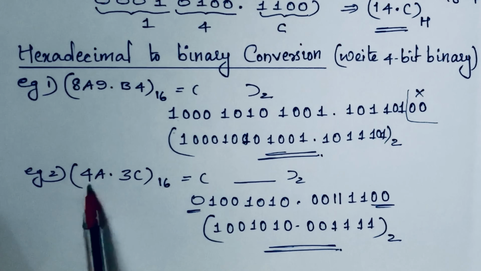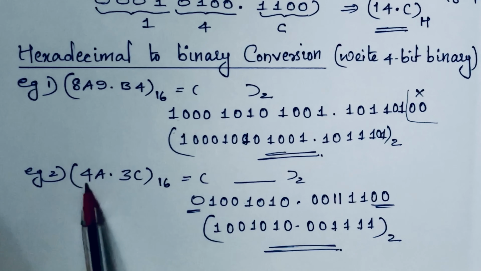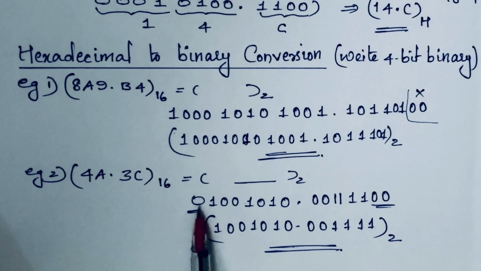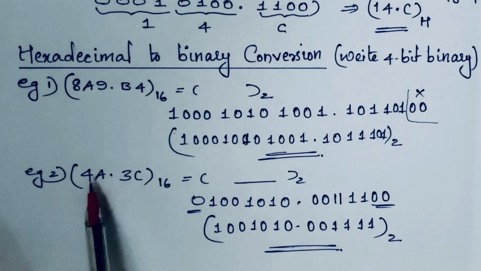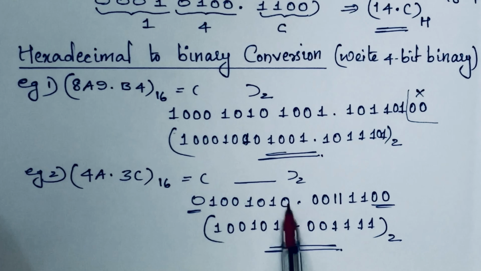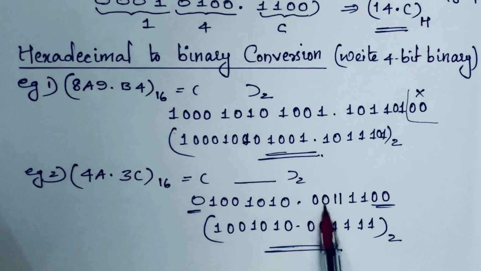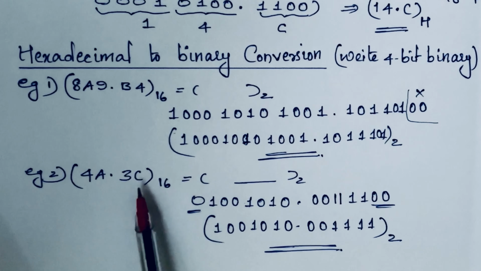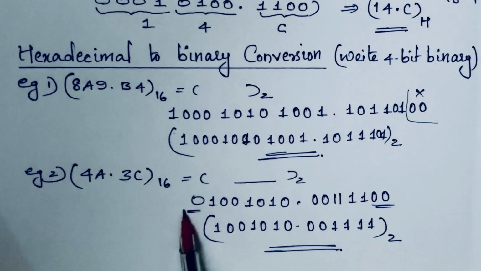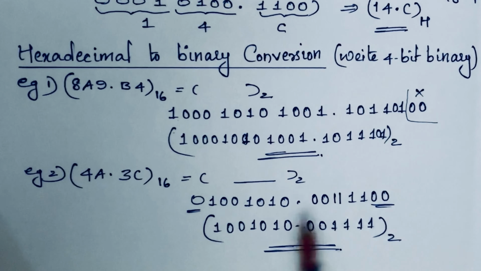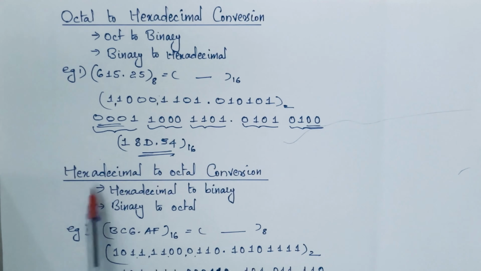One more example: 4A.3C base 16, we want to convert into binary. The first digit is 4, and its 4-bit combination is 0100. Then we have A, which is the same as 10, and the 4-bit combination of 10 is 1010. Point. Next number is 3, and the 4-bit combination of 3 is 0011. Then we have C, and for C the binary number is 1100. Then we can eliminate the 0 at the start and these two zeros at the end, and we get the final answer. Then next we will see how to convert octal to hexadecimal and hexadecimal to octal.